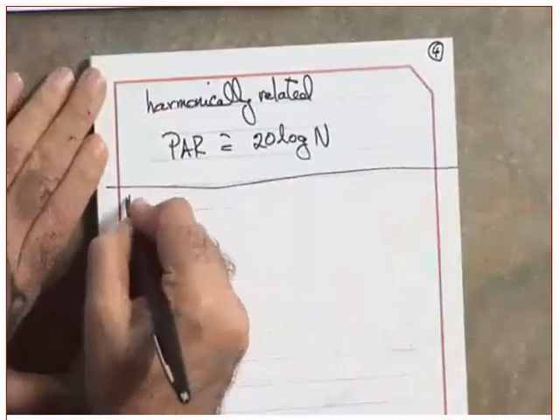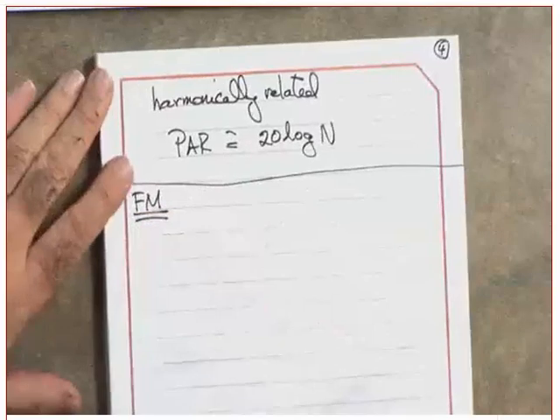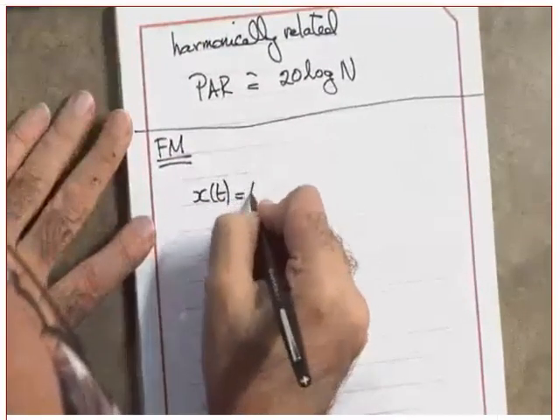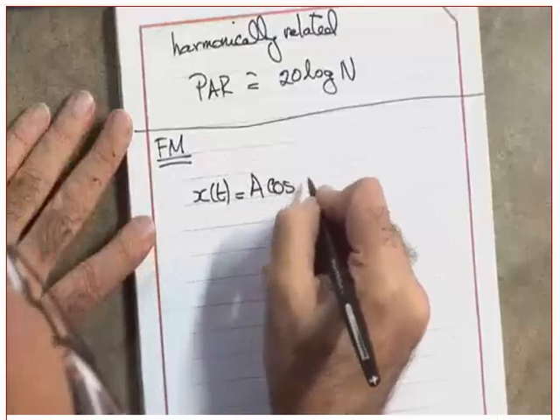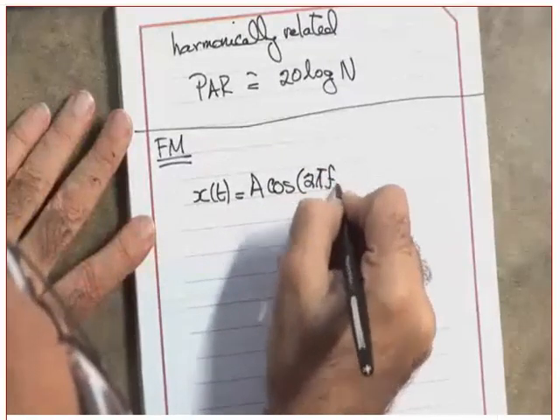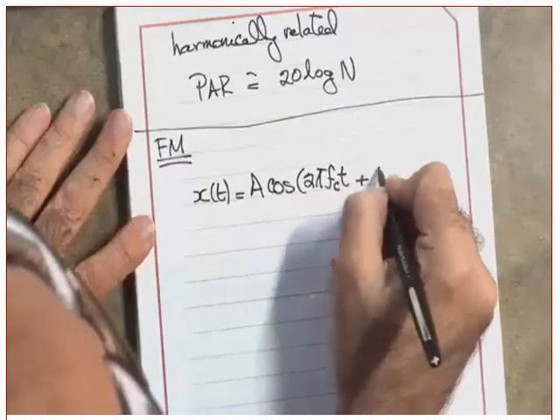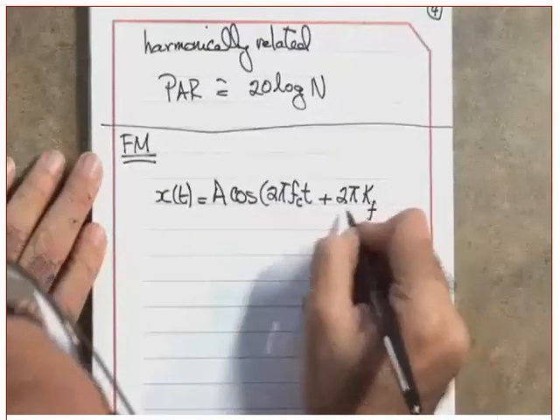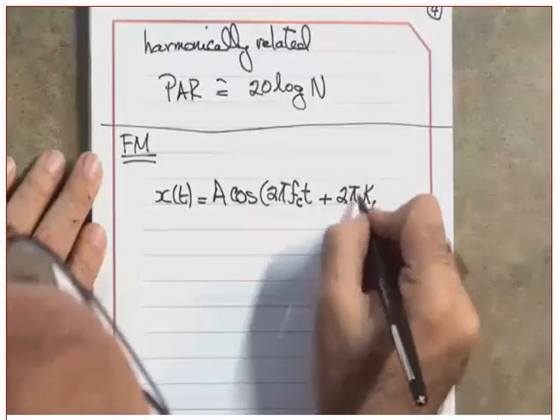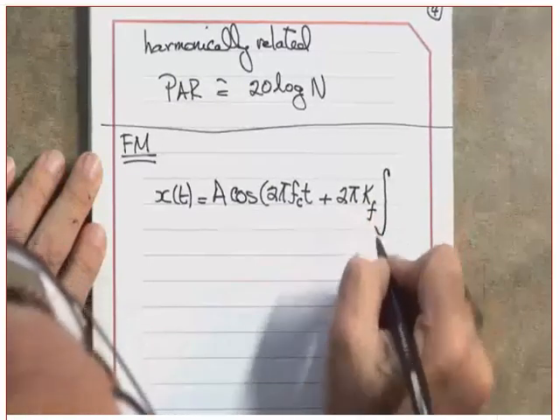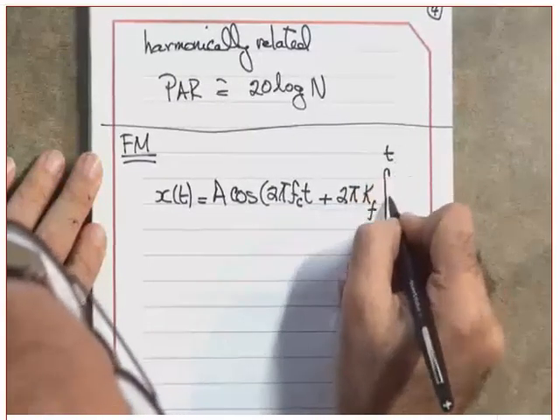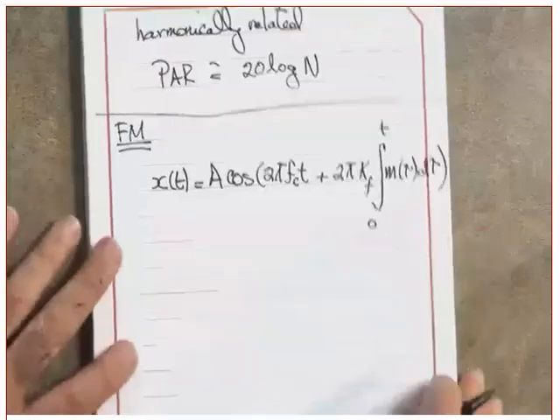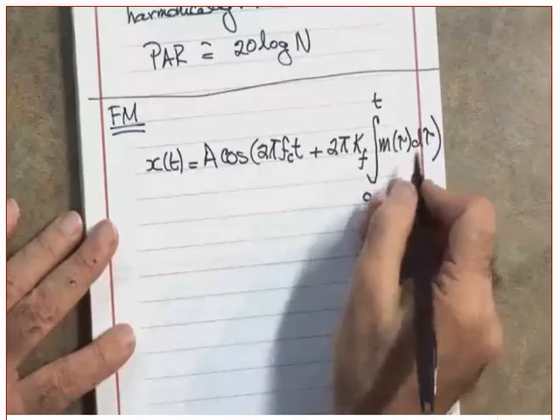Frequency modulation, FM. Let's review it very quickly. What is the mathematical model? X of t equals A cosine of 2 pi f_c t plus 2 pi K_f, this is the modulation factor here, times the integral from 0 to t of m of tau d tau. Close the bracket.